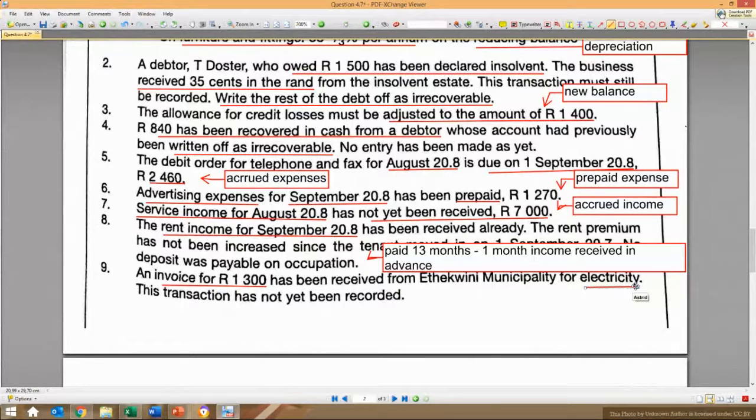Okay, so I'm going to repeat it. For transaction number 9, they tell us we received the invoice of 4,300 bucks relating to electricity, but I have not recorded it as yet. How would I reflect this in my accounting records? What will I debit? What will I credit? Let's start with the easy part of the entry. What have I actually spent money on? Or what have I already received?